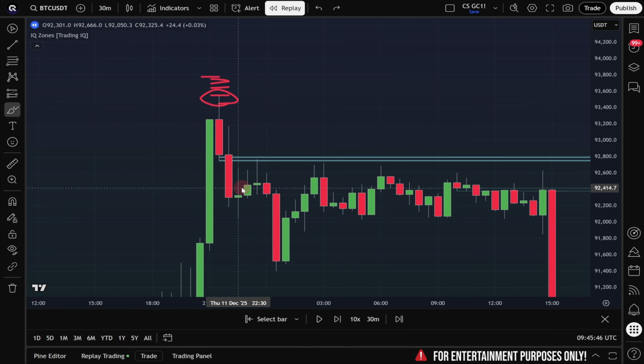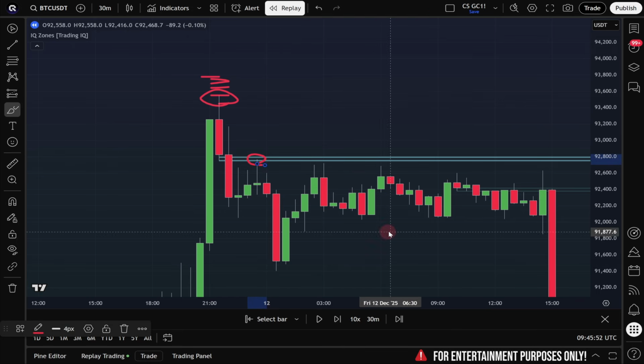Now, just to show you what happened after this level was marked, we can see there was another test here, a very close test here, and here, but ultimately price failed after the formation of this candle and this candle. Aggressive orders failed to effectively exhaust any of the clustered liquidity at this level, or even slightly beneath it, on up to 3 honest attempts.